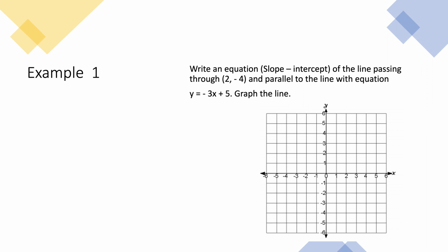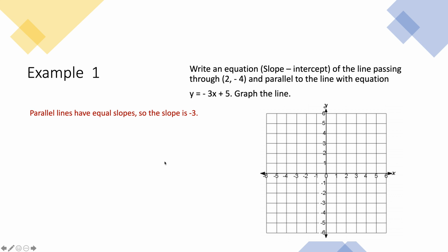Graph the line. So my first question to you is, when you read about lines being parallel, and we're doing coordinate geometry, what jumps into your head that's a really important thing to help you with this problem? Well, the big thing about parallel lines is they have equal slopes. So if it's parallel to a line with the equation y equals -3x plus 5, then this other line has to have the same slope of -3. So that's the first conclusion that I draw.